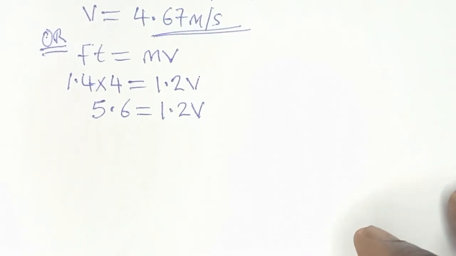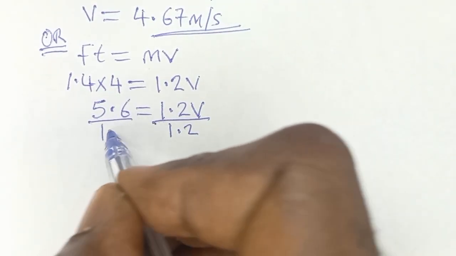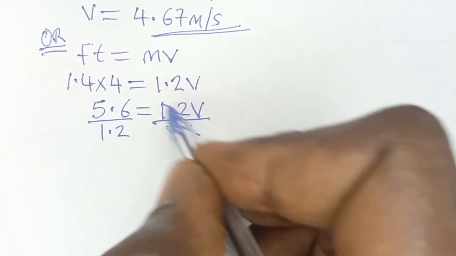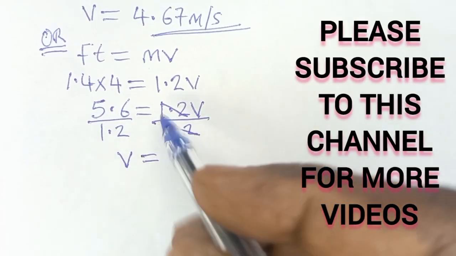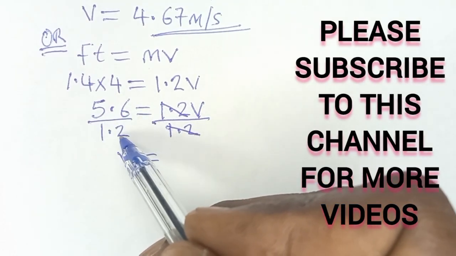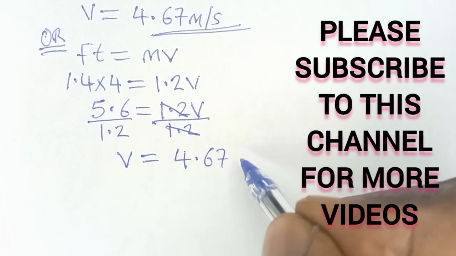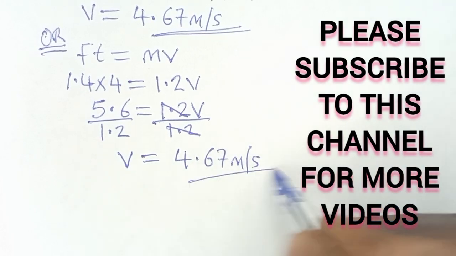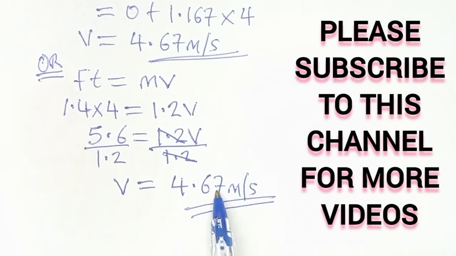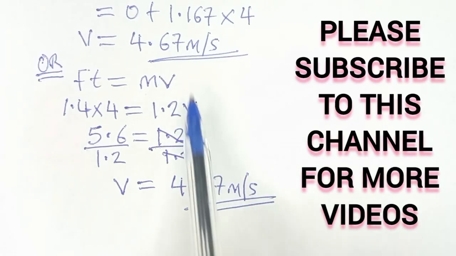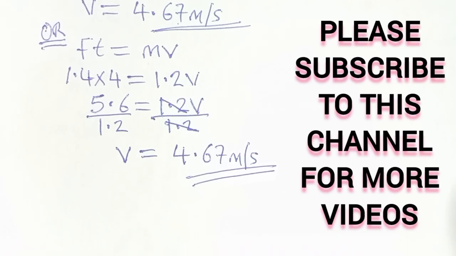So to get the value of V, I simply divide both sides by 1.2 and then divide this by 1.2. So this, we cancel this. So I'm left with V on this side. So let me write it first. V is equal to, then 5.6 divided by 1.2 will give me 4.67 meter per second as the final velocity. And you can compare the two. You can see that their values are exactly the same, which shows that we are very correct. So any of the two methods will work for this particular question.